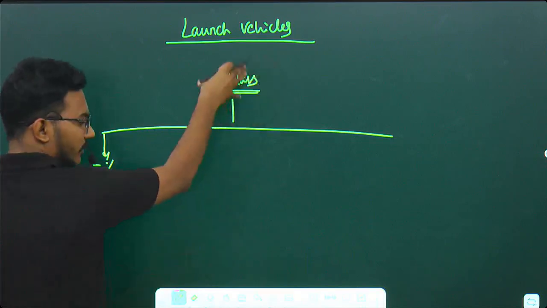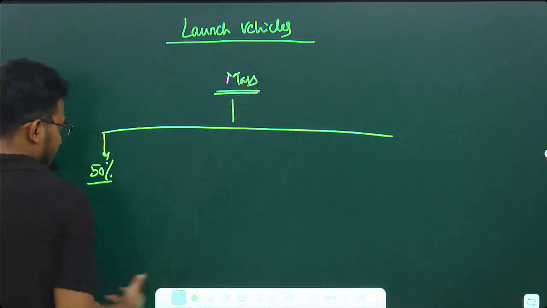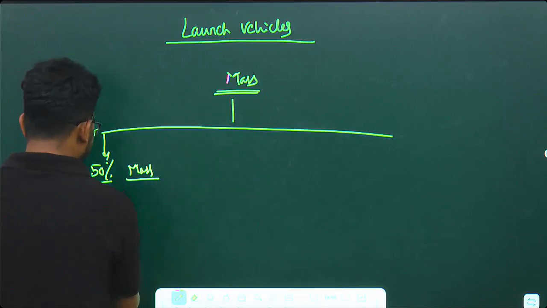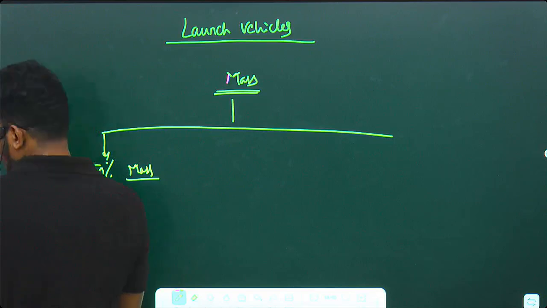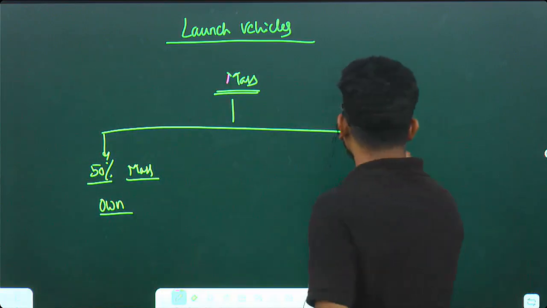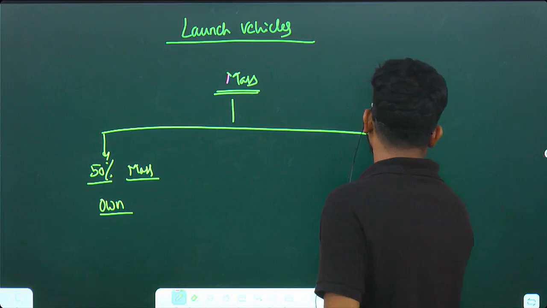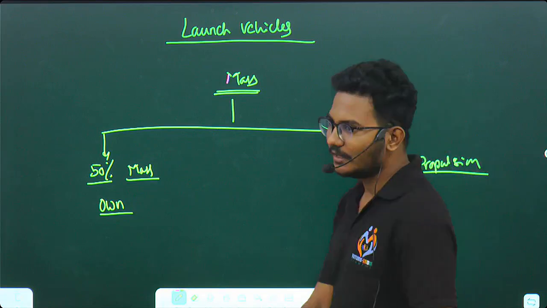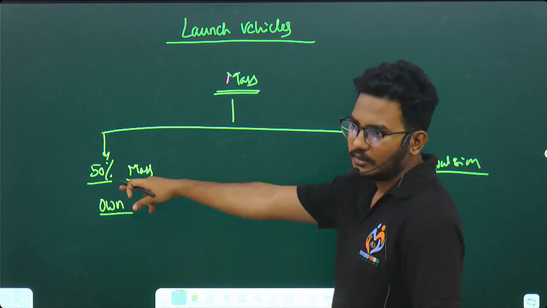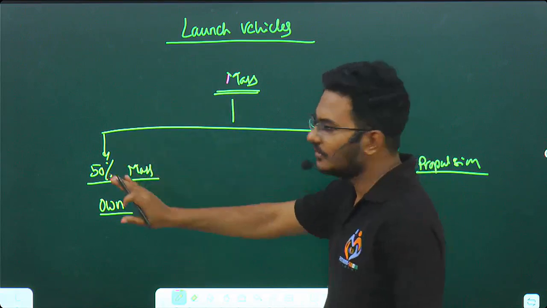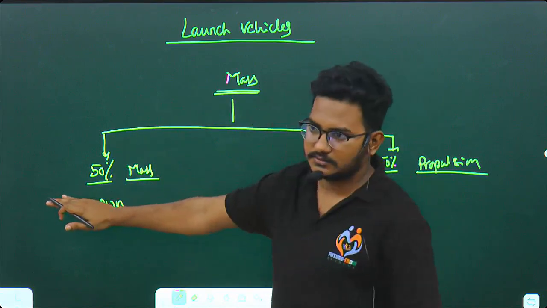This is the mass of the launch vehicle. So 50% of the mass of the launch vehicle is its own weight, and the remaining 50% mass is propulsion. When I say payload, payload will come here only. The satellites, the cameras, the sensors, everything will come under this.